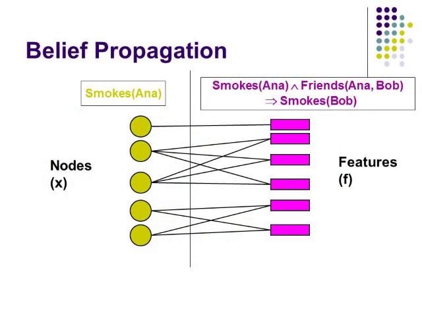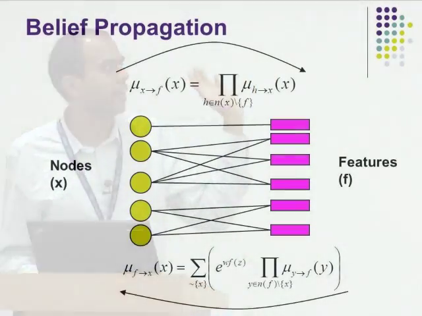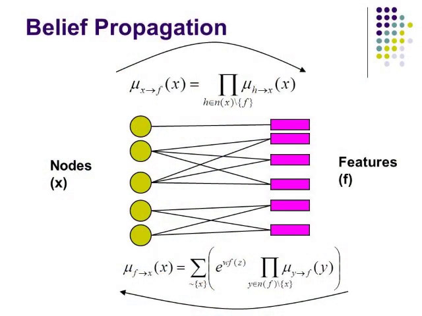So this is more graphically demonstrated. You have smokes as just an example. So nodes on one side and features on the other side, and note that any node is connected to a feature if it appears in the corresponding ground clause, right? So I've just created this factor graph, and I can pass messages from nodes to features and vice versa.